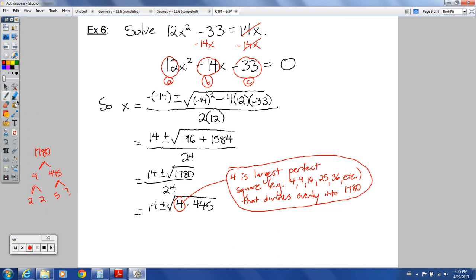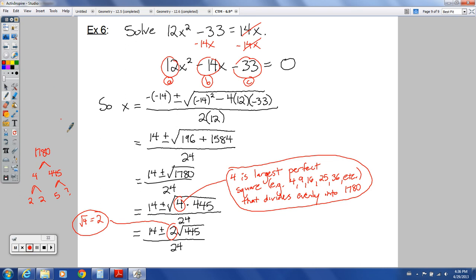And then this 4, what is the square root of 4? Well, it's 2, so I can replace this. I'm going to have this over 24, sorry. Don't forget about that. So you have 14 plus or minus. This can come out. The square root of 4 is 2. The 445 is still hanging out inside there, but the 4 comes out as a 2, because the square root of that is that. So let's make a little note of that quick. That's where this came from. It's because the square root of 4 equals 2.